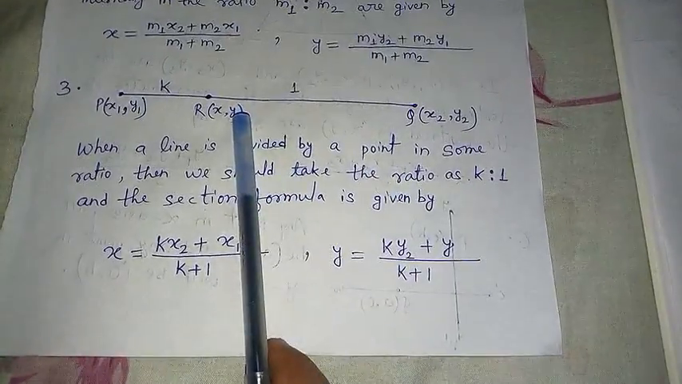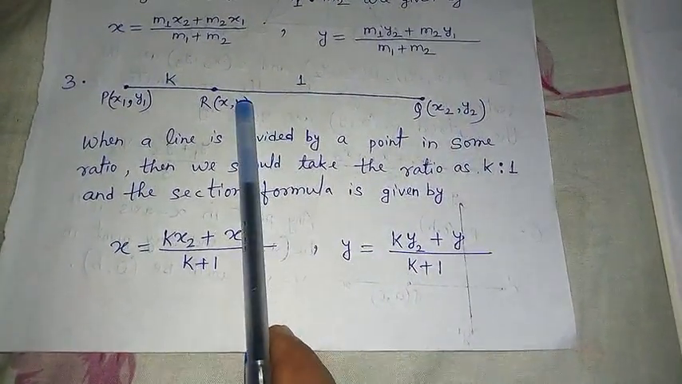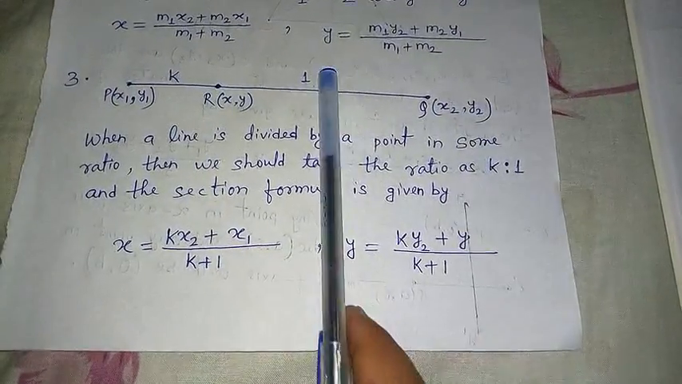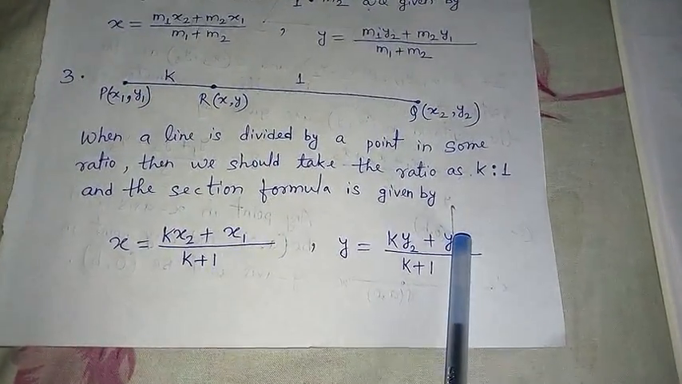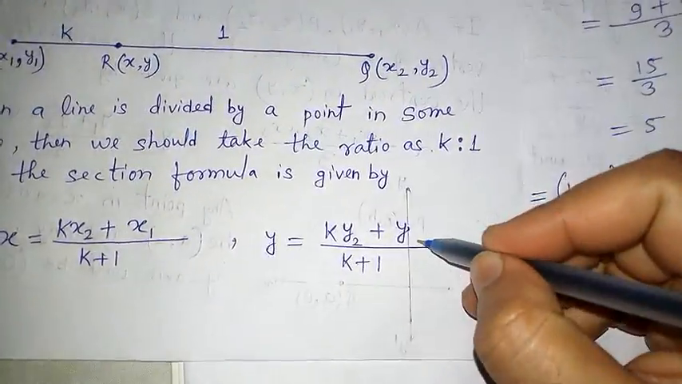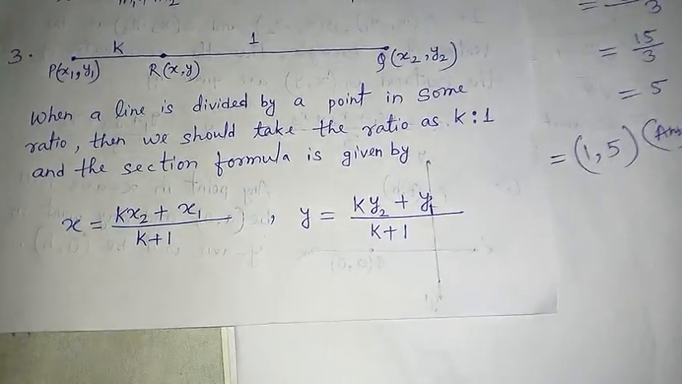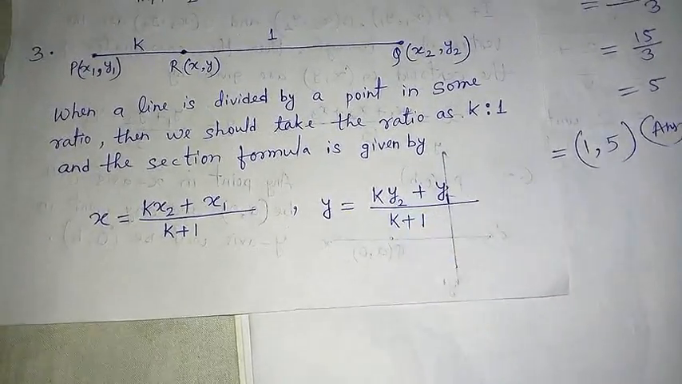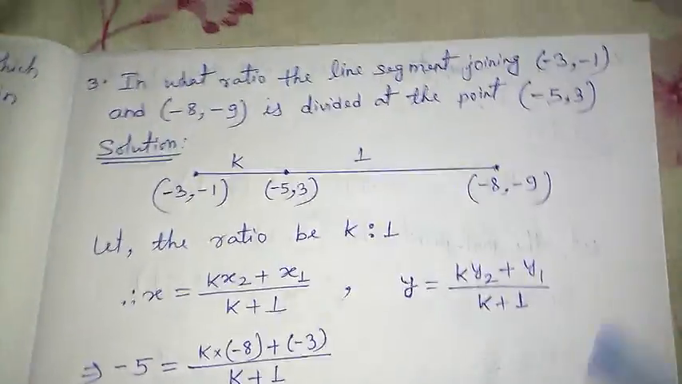Now when I take y, what will happen? k will multiply with y2, that means when I take the second, k will multiply with the second, and 1 will multiply with y1, and 1 into y1 is y1. Sorry, here I made a small mistake. It will be y1. So it will be y1, and by k plus 1, the lower part we add.